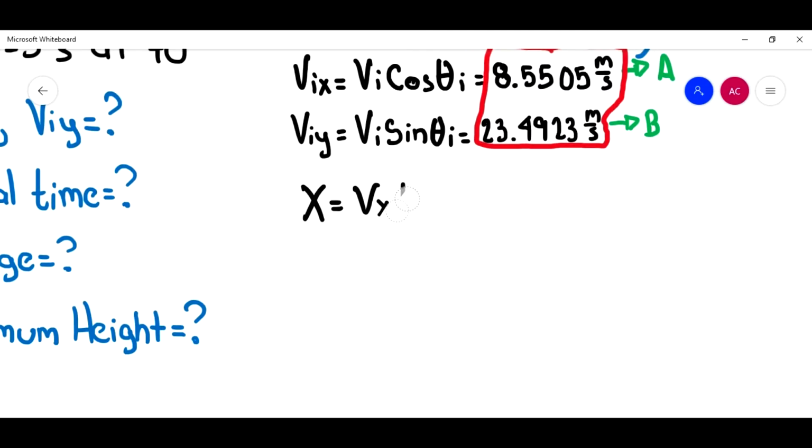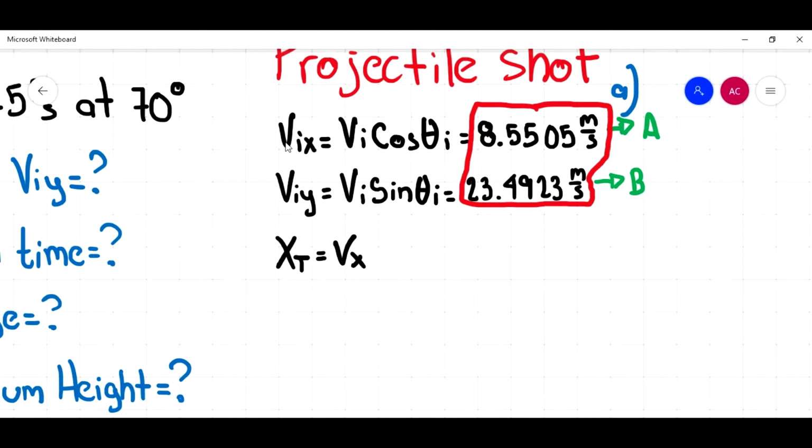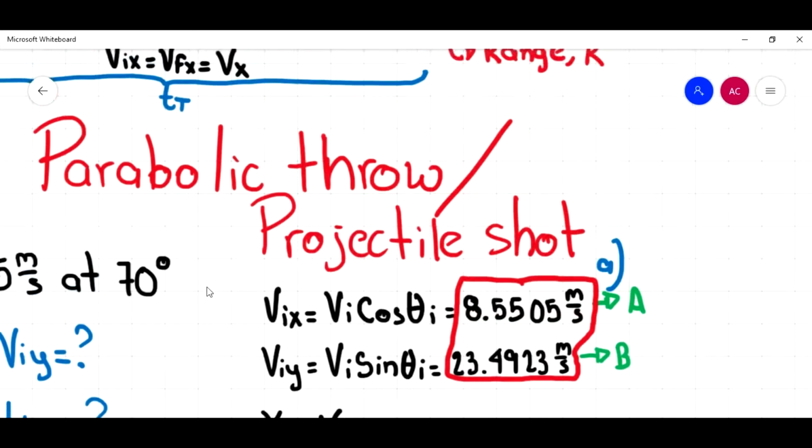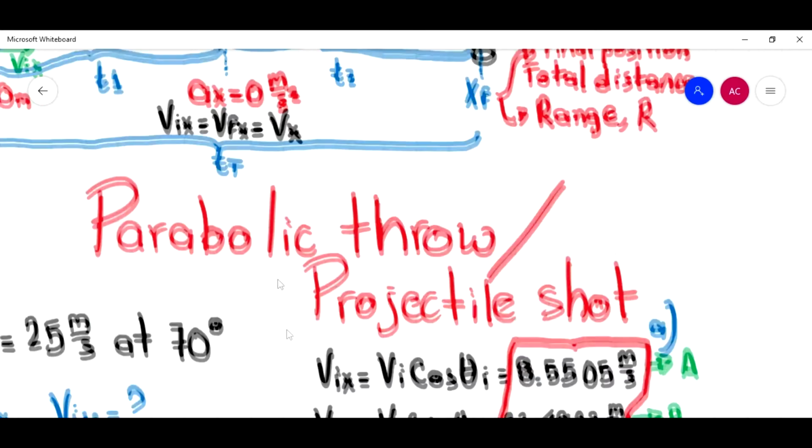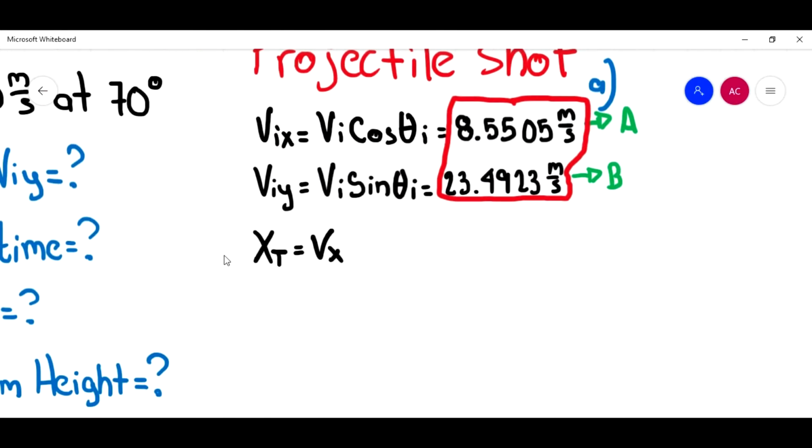So if I want to find the total time, the total distance or the range, the formula I need is going to be the same formula, but with final position, or total distance, as you want to call it. Total distance equals the velocity in x. I already have the velocity in x because, remember, velocity in x is constant. So initial velocity in x equals final velocity in x, and I'm just going to call it velocity in x. Total distance equals velocity in x multiplied by total time.